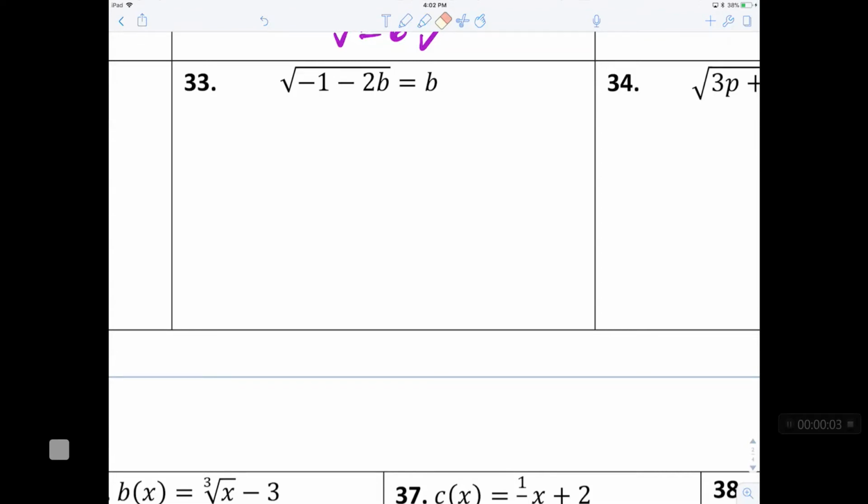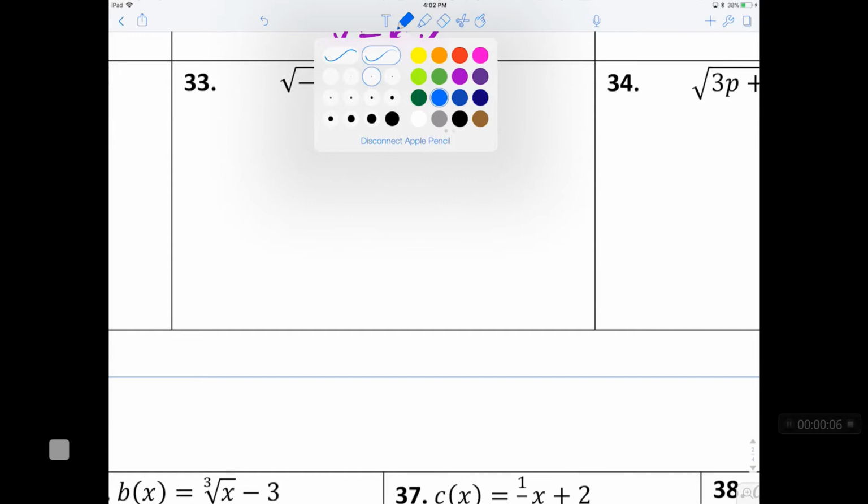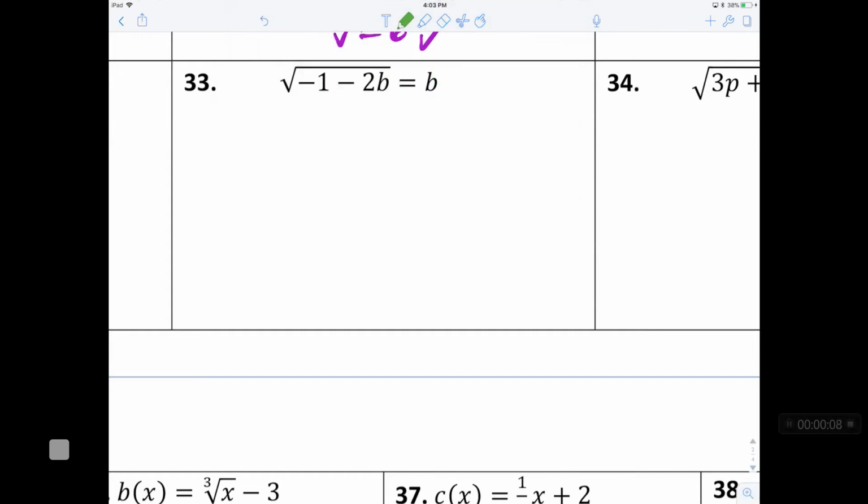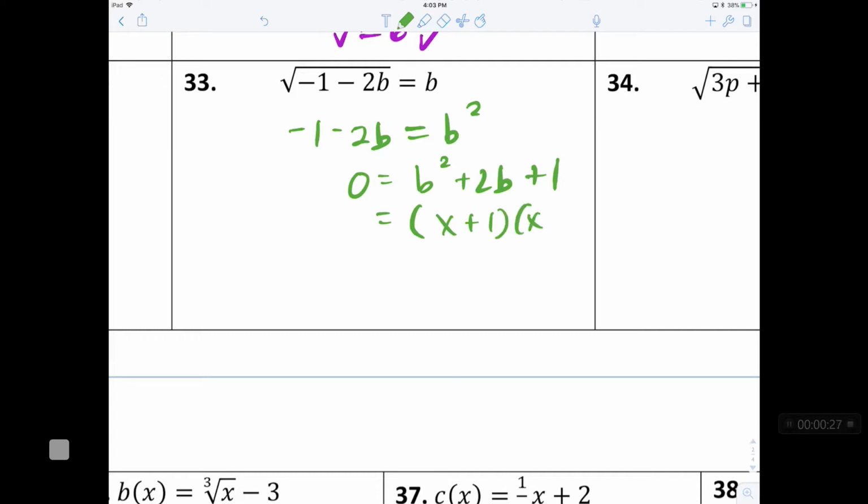All right, picking up on 33. Let's see here. Going to start by squaring both sides. I get -1 minus 2b is equal to b squared. Now it's starting to look like a quadratic. I have b squared plus 2b plus 1. This is going to give me x plus 1 times x plus 1 if I factor this. But either one gives me the same thing, x equals -1.